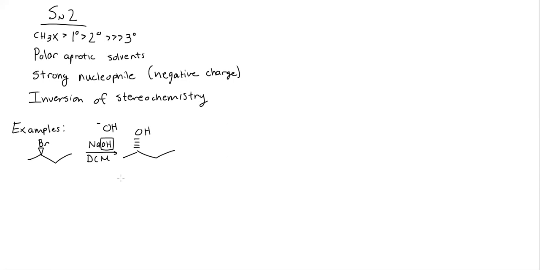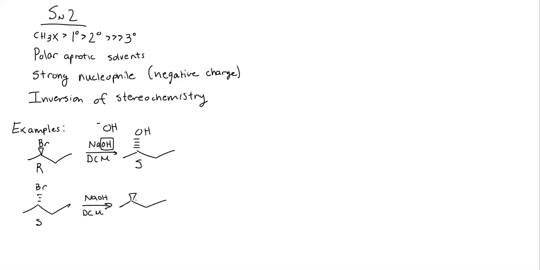I'm done, okay? And just to hammer home that inversion, I started with R, and I end, if you do the R and S configuration for that, this one is S. Okay, so I go from R to S. The same thing is also the case if I start with S instead. So this one is S 2-bromobutane. I'm going to put it through the exact same reaction conditions.